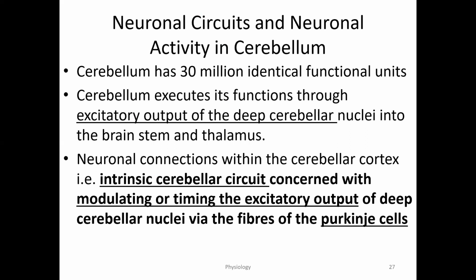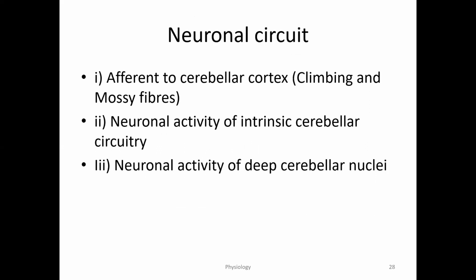What is the specificity of this neuronal circuit? The cerebellum has 30 million identical functional units. The cerebellum executes its functions through the excitatory output of the deep cerebellar nuclei. This is the only excitatory output from the cerebellum. Neuronal connection within the cerebellar cortex is an intrinsic cerebellar circuit concerned with modulating or timing the excitatory output of the deep cerebellar nuclei, and the only single output is the Purkinje cells, which are inhibitory toward the deep cerebellar nuclei.